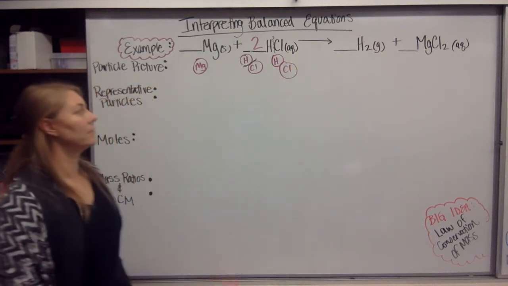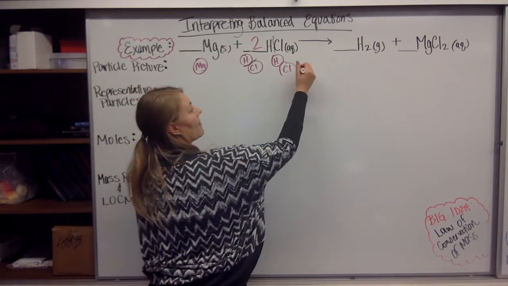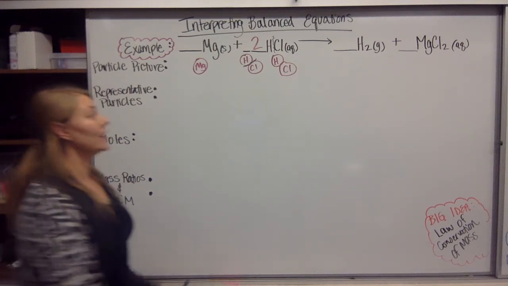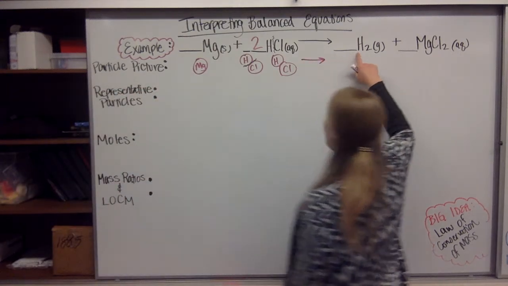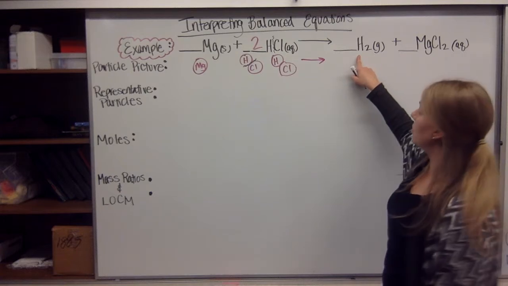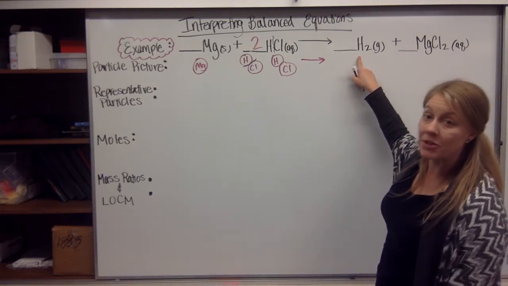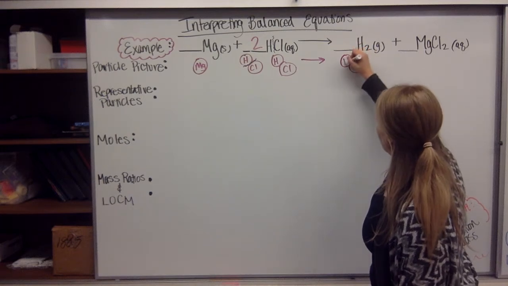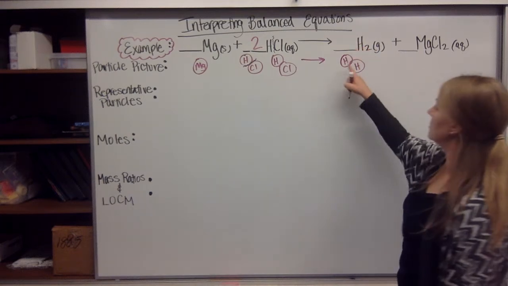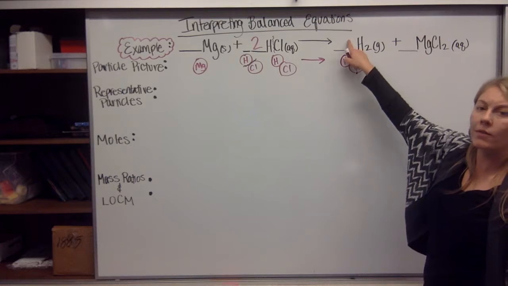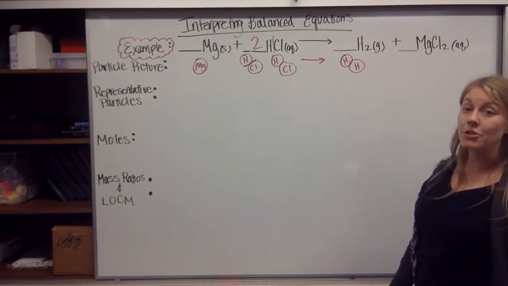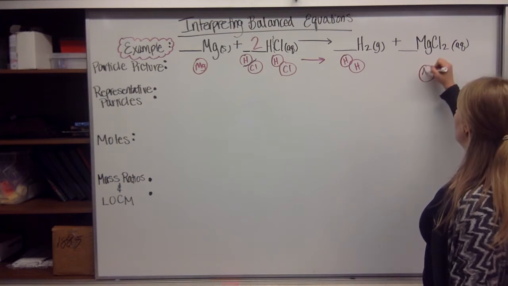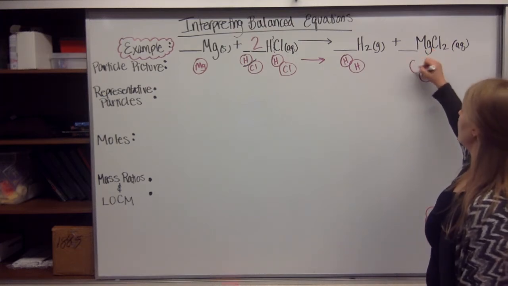Right? HCl. I really should have made these circles the same size as that one. 2 HCl's. Great. On the other side of this arrow, I have 1 H2. Well, 2 H's are attached to each other here, because it's H2. So we have H and H attached to each other. There's only 1 of them, so here's 1 H2. And then I have Mg bonded to 2 Cl's.